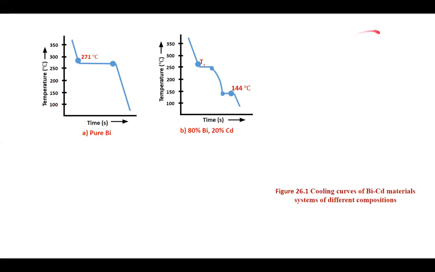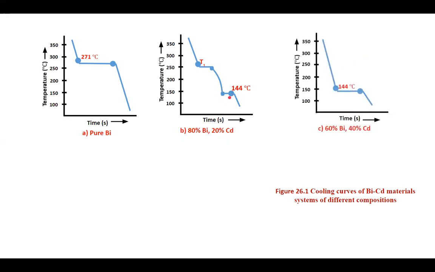What is important to note is that a part of the solidification over here is getting completed isothermally, and students, mind it, it is this isothermal transformation which represents the eutectic reaction that I talked about in the last slide. So another alloy with 60% bismuth and 40% cadmium. Now this is a special alloy.